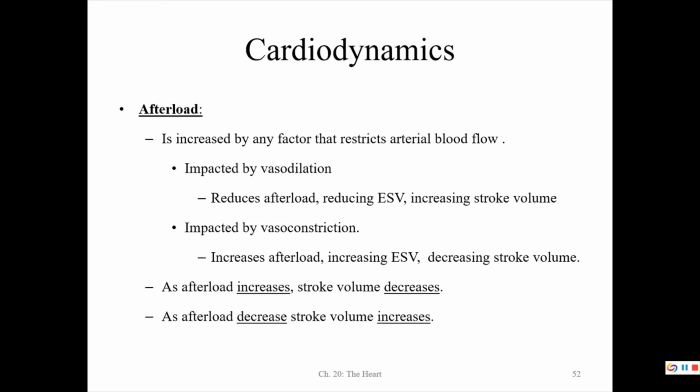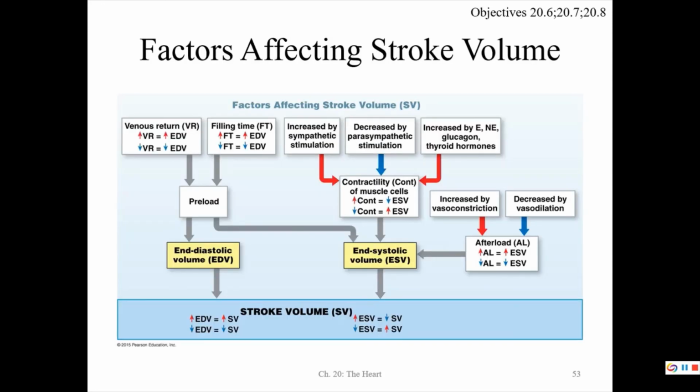Remember, ESV and stroke volume are opposite. So if afterload increases, stroke volume decreases. If afterload decreases, stroke volume increases. Okay, if afterload goes up, it increases ESV. And you can see all this right here, all these nice little things showing us how we can affect our overall cardiodynamics and stroke volume, okay?